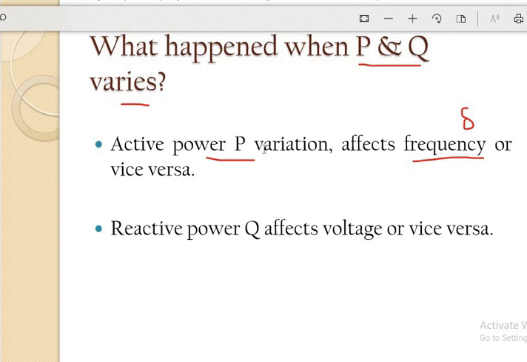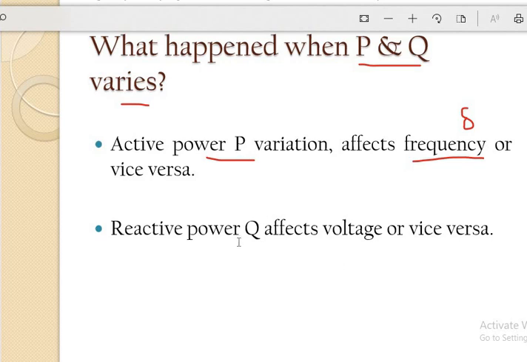Okay, so whenever an active power requirement or an active power demand is there, your frequency is the parameter of indication. Whenever there is a change in frequency, it means there is a demand for active power, or an active power excess. So frequency is actually an indication of active power. Whenever there is variation in frequency, it indicates that something is associated with the active power P.